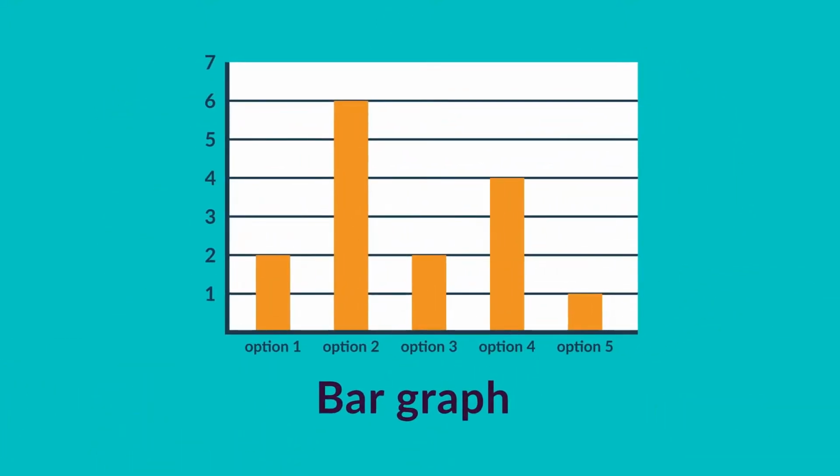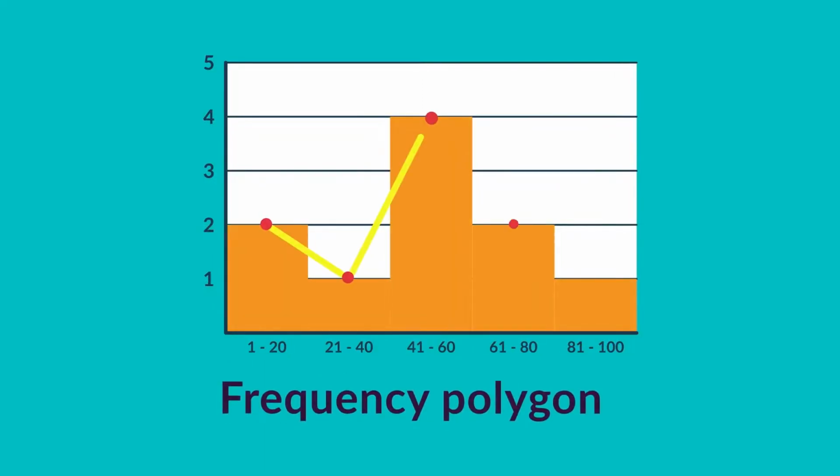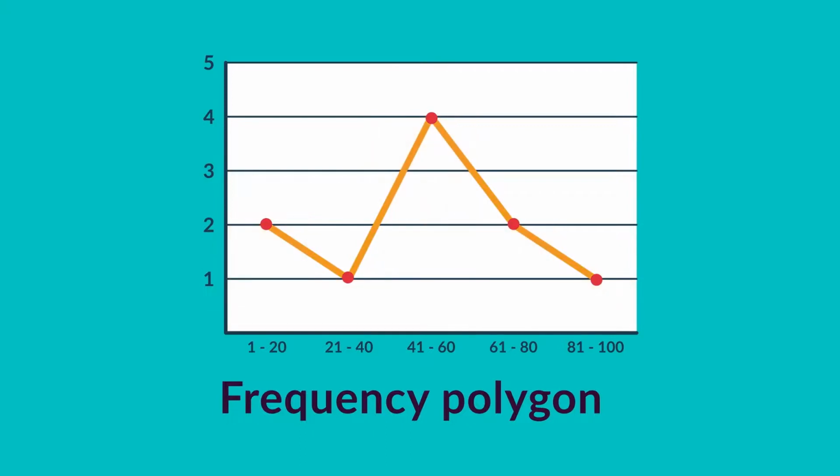Bar graphs are used to show discrete data or data that has been separated into different categories. Histograms are used to present continuous data or data that has been grouped into class intervals. Frequency polygons are line graphs that are drawn from histograms. They are useful for comparing the patterns in 2 different sets of data.